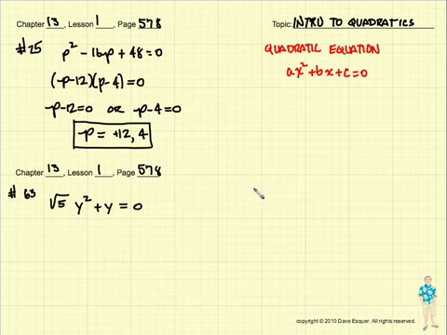Number 63 looks a little different, but we can quickly realize that we can factor out a y out of this quadratic equation. We can take a y, leaving me with the square root of 5 times y plus 1, and that's equal to 0.